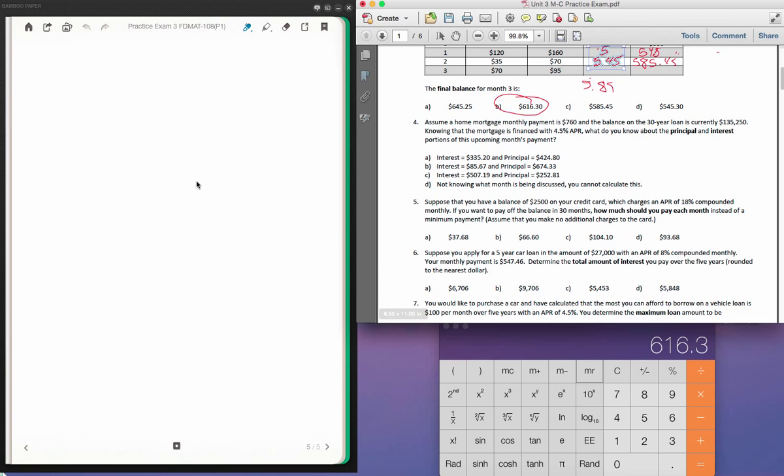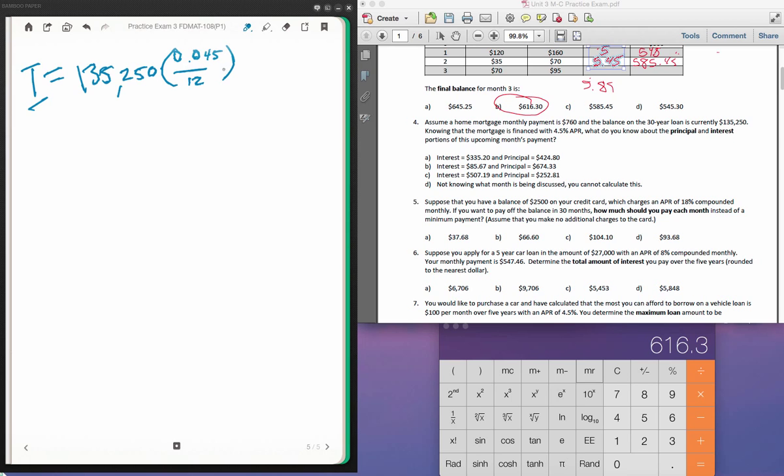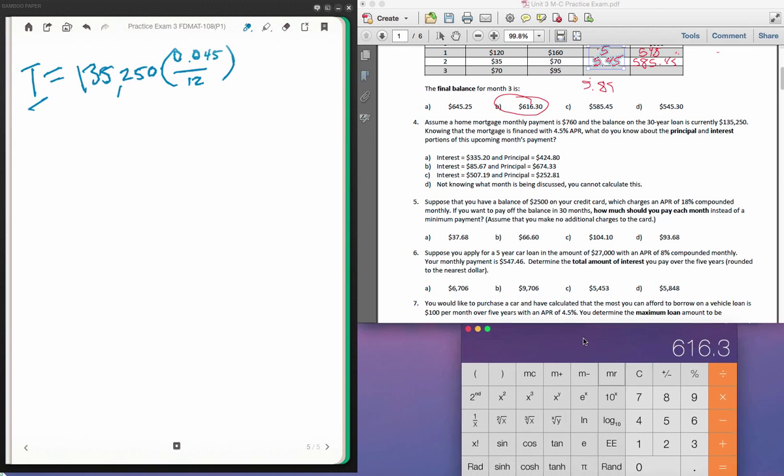Now we look over here. The interest, so we can say interest is equal to basically our current balance, which in this case is $135,250. So our current balance multiplied by the APR, which in this case is 0.045, and we're going to divide it by 12 because this is a monthly payment. So that's how much interest we need to pay. So we'll do that calculation real quickly.